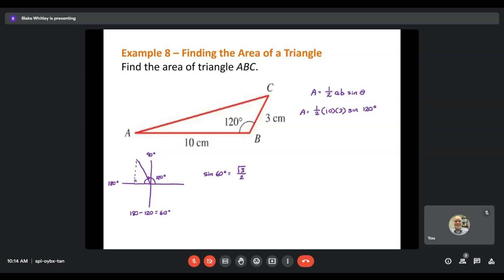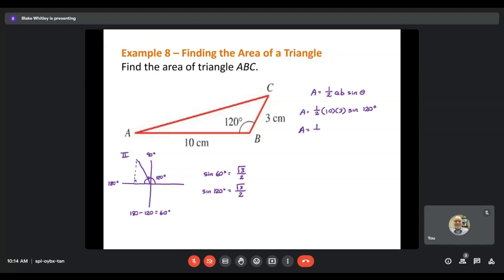Now I just have to think about whether this is going to be positive or negative. In this case, 120 degrees, quadrant 2. Sine in quadrant 2 is still positive, so sine of 120 degrees is still going to be positive, square root of 3 over 2. So now we can actually plug all that in.